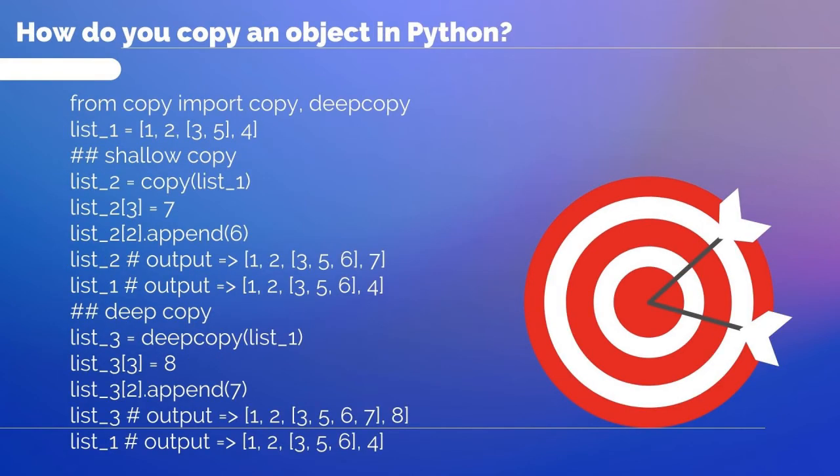How do you copy an object in Python? In Python, the assignment statement, the equals operator, does not copy objects. Instead, it creates a binding between the existing object and the target variable name. To create copies of an object in Python, we need to use the copy module. Moreover, there are two ways of creating copies for the given object using the copy module.